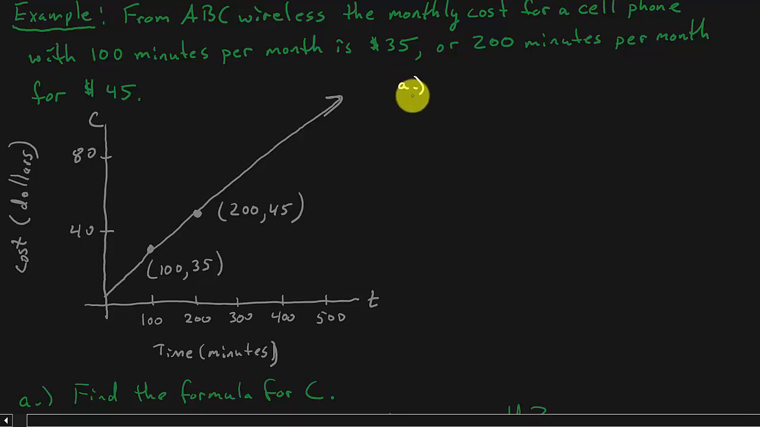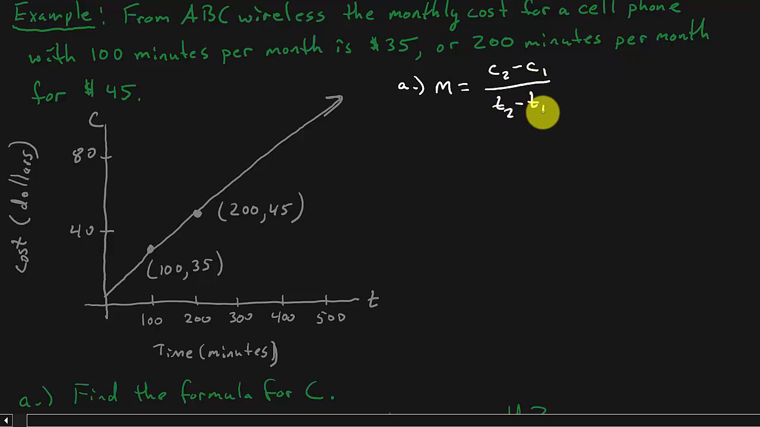All right. We need the equation of the line. Well, we've got points on the line, don't we? You see the points? Well, we need the slope now. All right. So the slope is going to be what? C2 minus C1 over T2 minus T1.